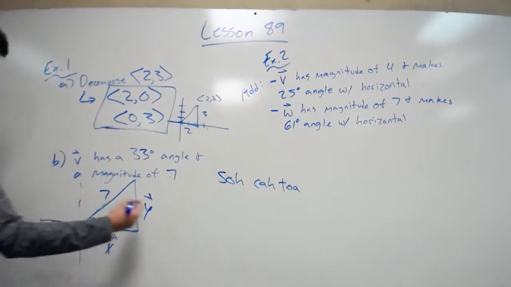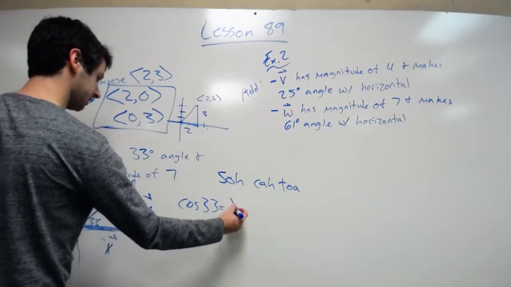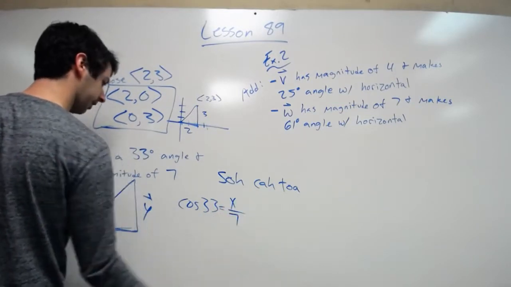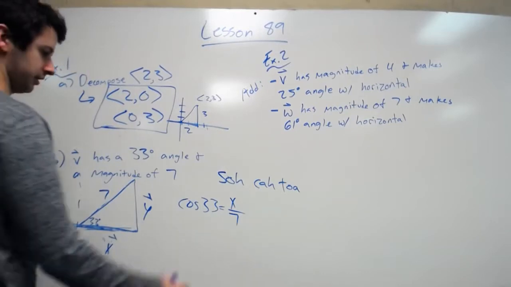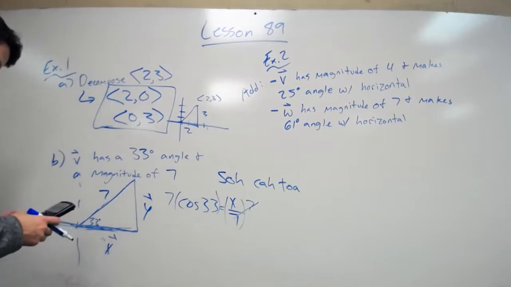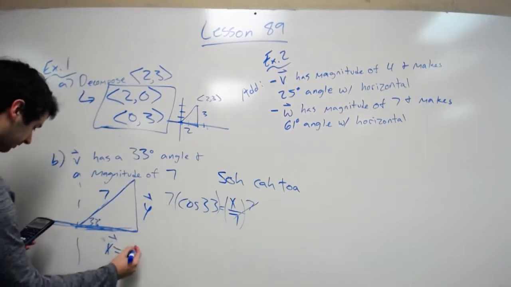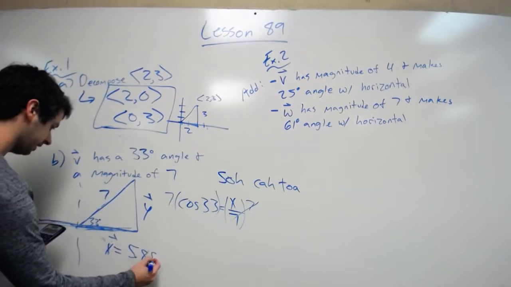So I'm going to say cosine of 33 equals adjacent over hypotenuse. Then I solve by multiplying by 7. So I type in 7 cosine 33 in my calculator and get 5.88 roughly.